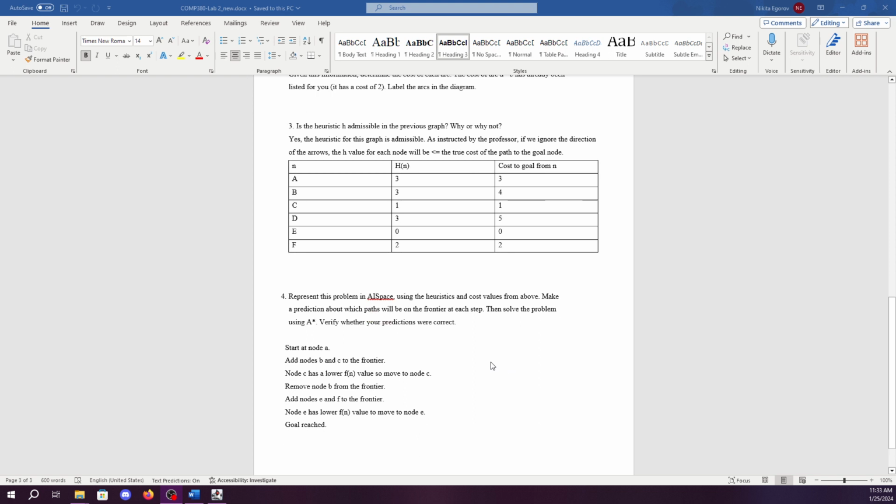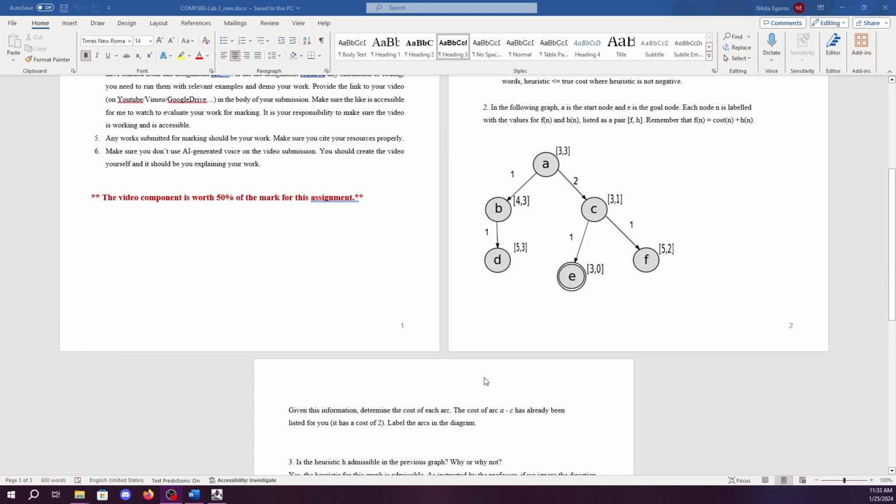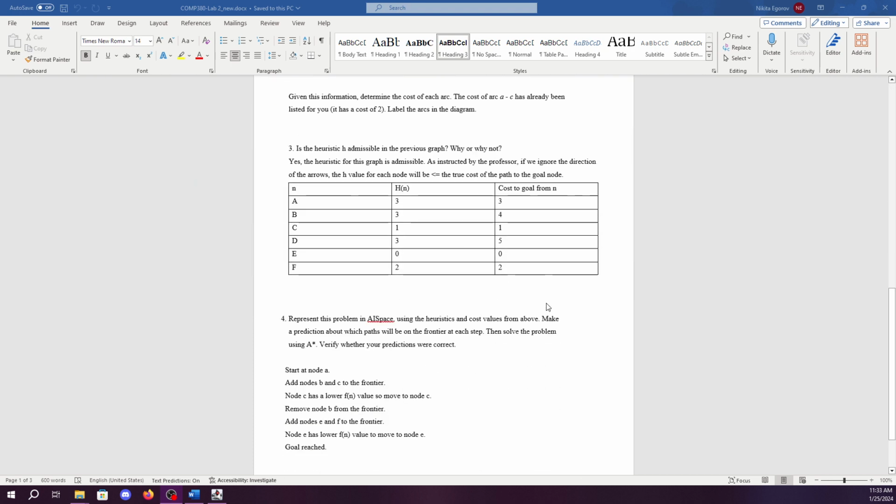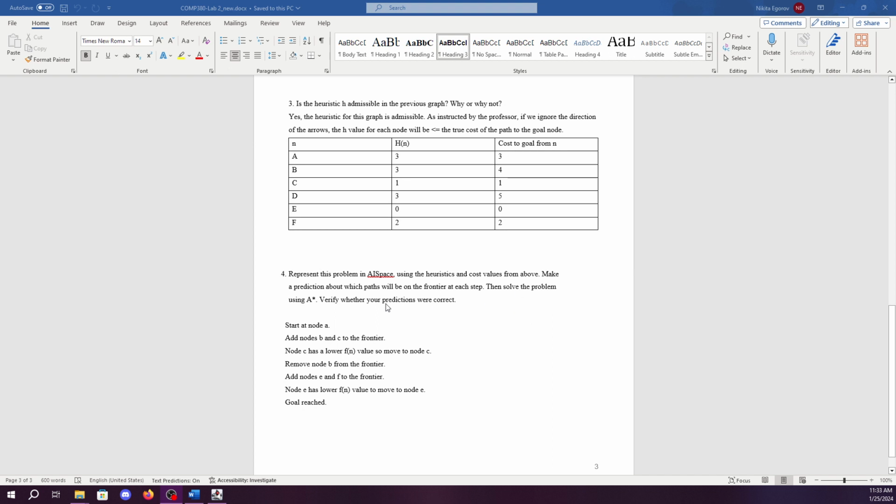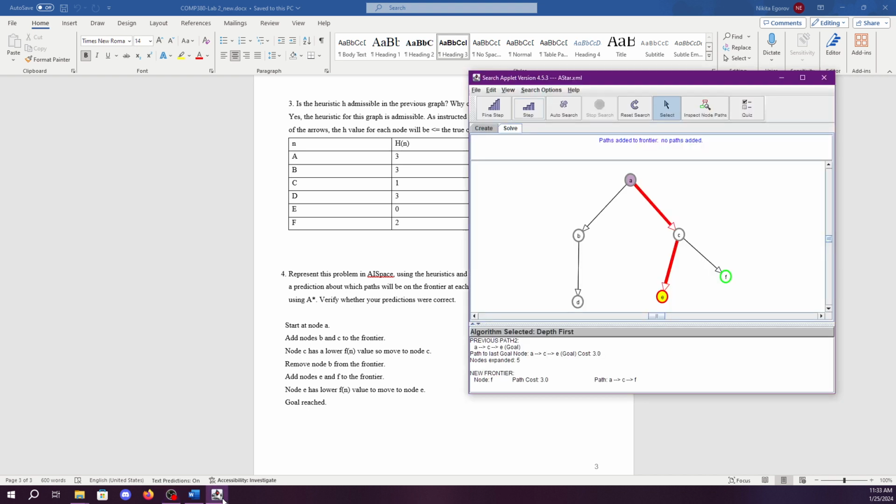And the last question is asking to represent this problem in AI space, incorporating the heuristic values and all the arc costs. Make a prediction and then solve it. So these are my predictions. Actually, I could just pull it up here.